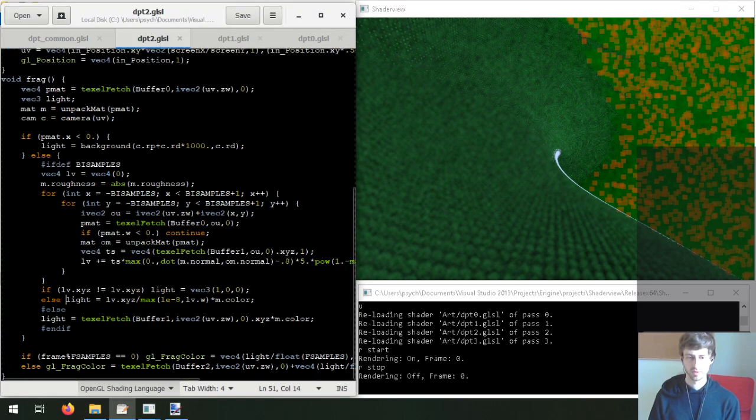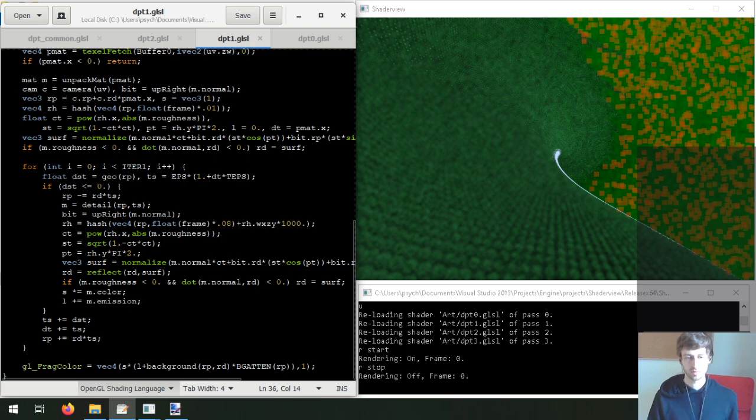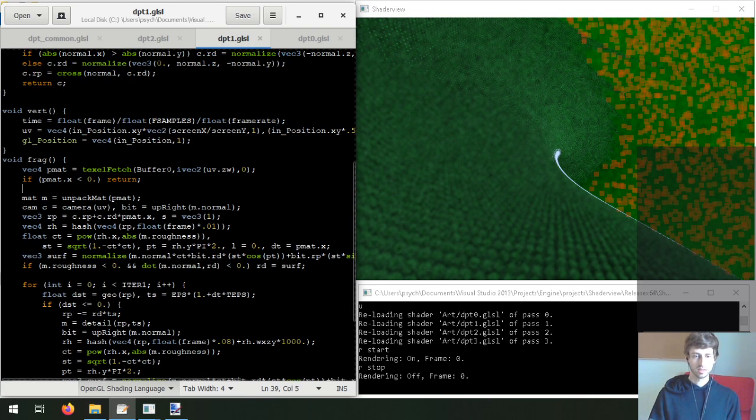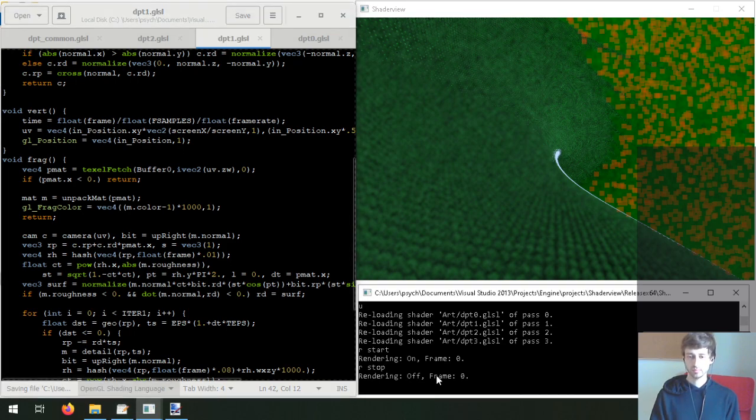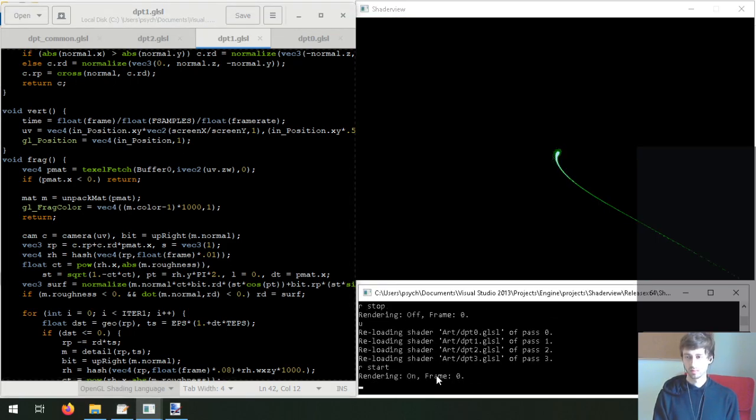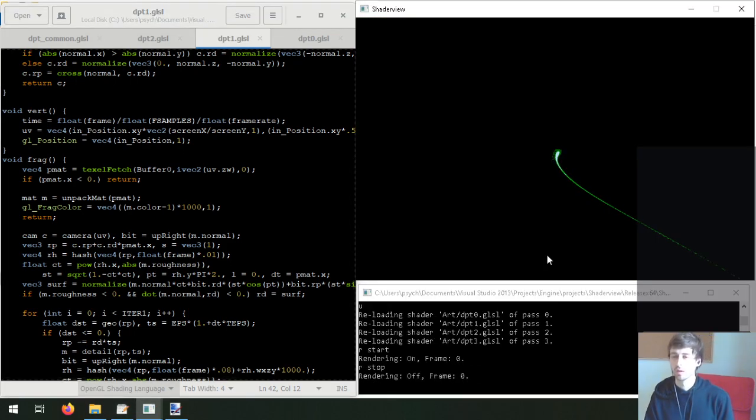So what I'm going to do is go to right here where it renders the lighting. I'm just going to have it output the material color minus 1 and then scaled up. So what this should do is that if it actually is above 1, it should show us. Very interesting.